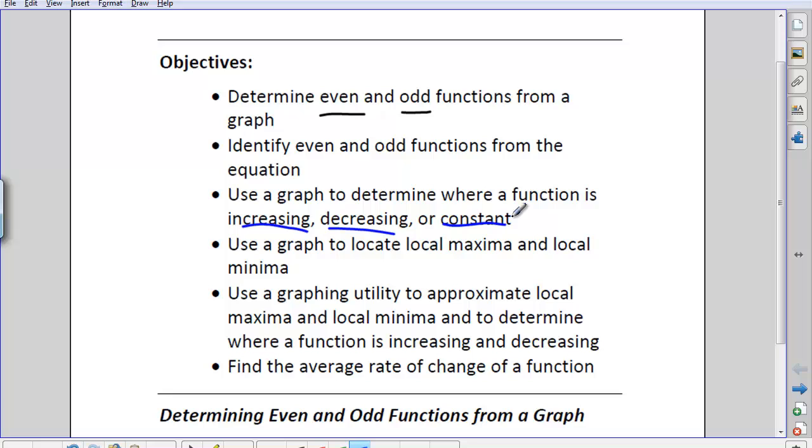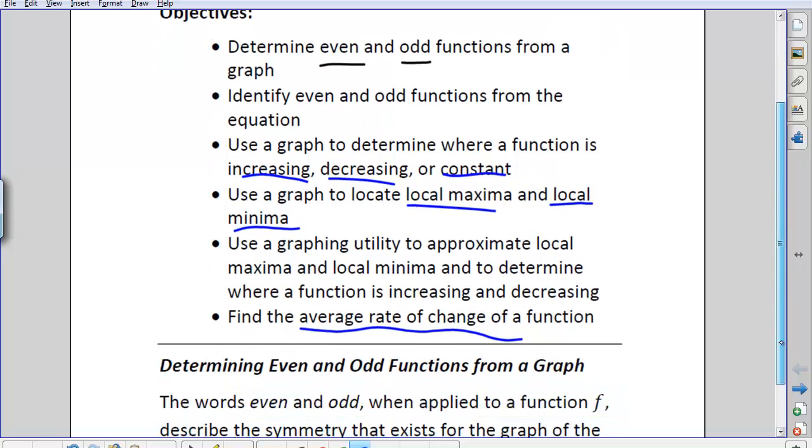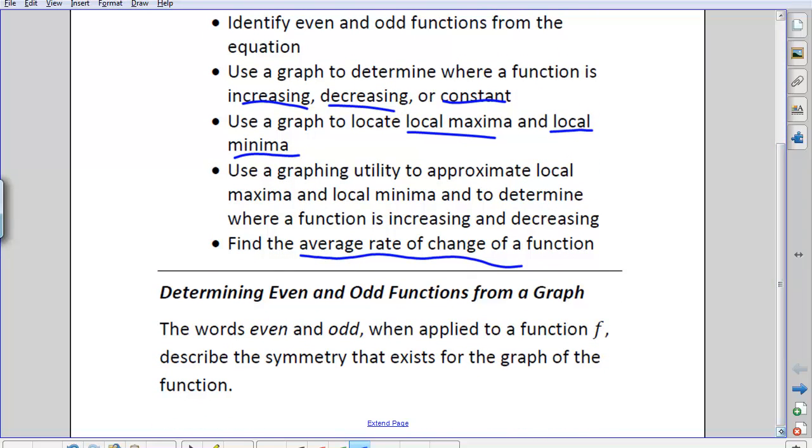And kind of based off of that, we can then look at local maxima and local minima, and then from there go on and do average rate of change of a function. And so really a lot of this is vocabulary and dealing with these graphs. And so first let's look at even and odd functions.